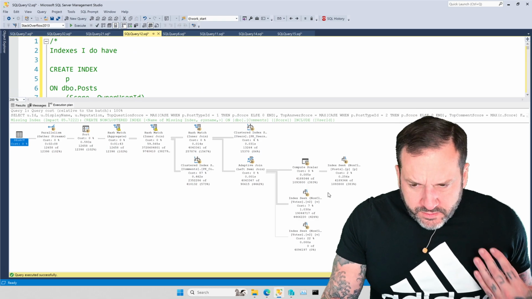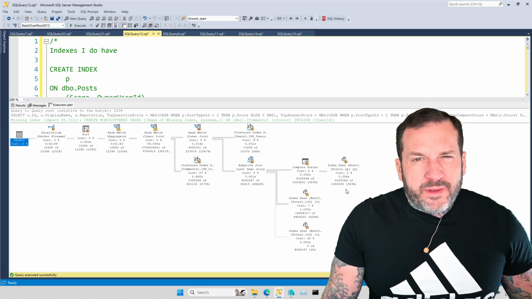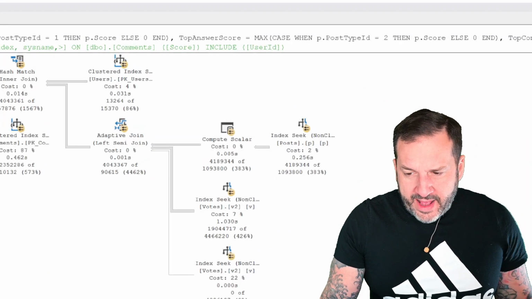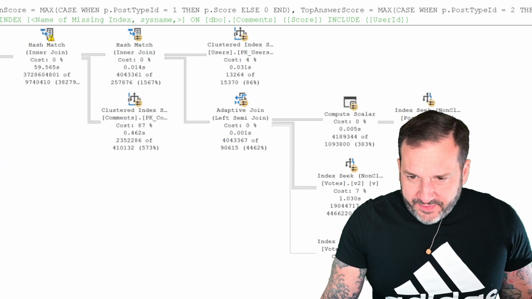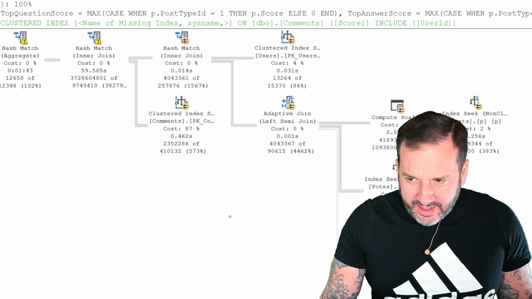Now, you can start to see where things fall apart cardinality estimation-wise pretty early on in the plan. So let's frame this about here.